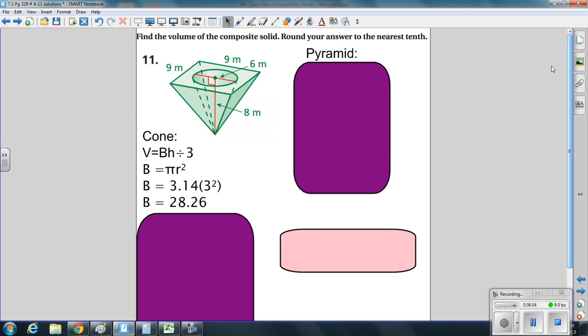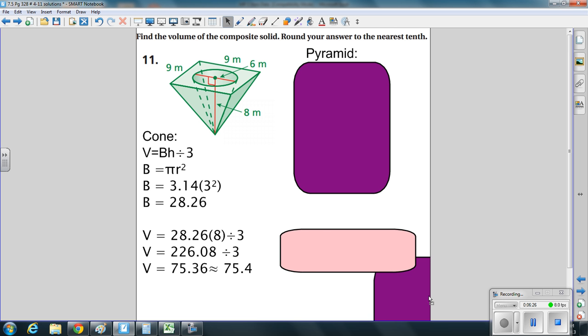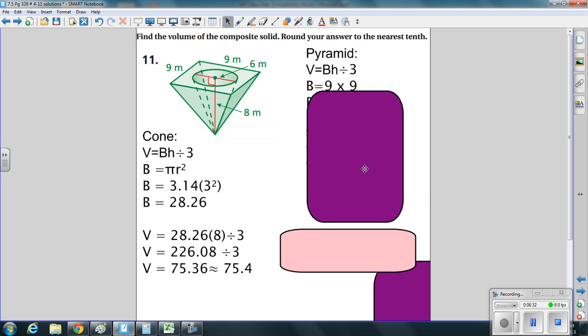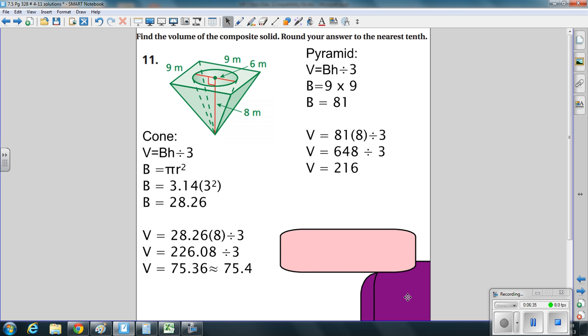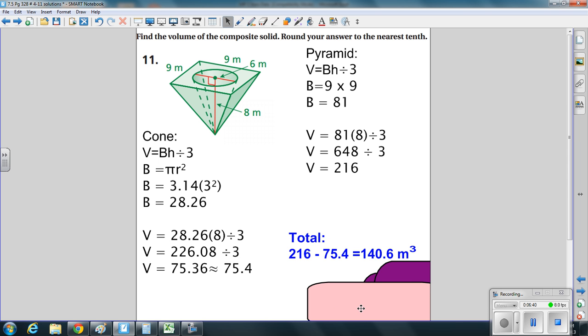Now we're going to take the area of the base, 28.26, times the height. How tall is the cone? I hope you're all saying 8. Divide by 3. If you help me with your calculators, we should get a final volume for the cone of 75.36, or rounded to the tenths place, 75.4. Now what we'd like to do is find the volume of what is remaining if we carve out the cone from the pyramid. And we get a final answer after we subtract the two volumes of 140.6 meters cubed.